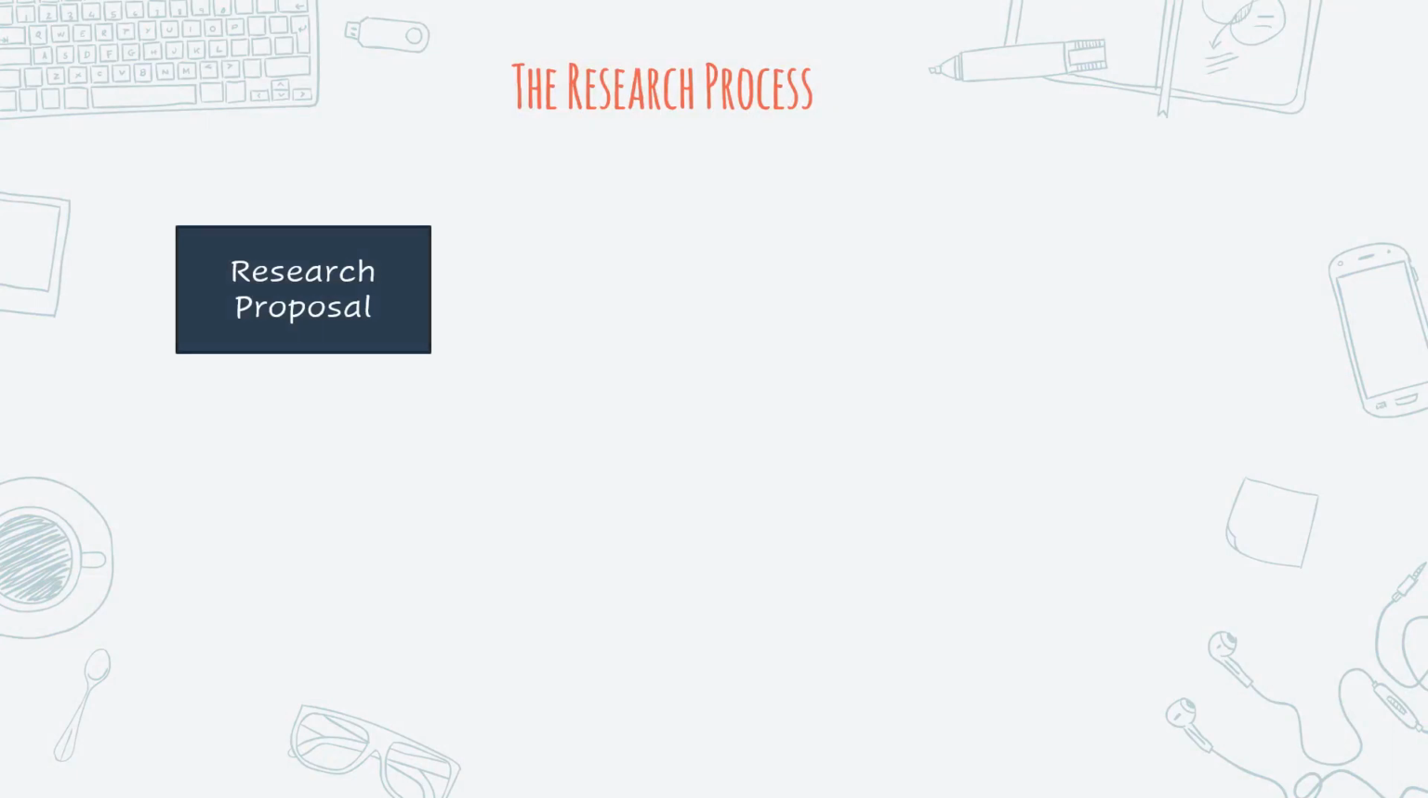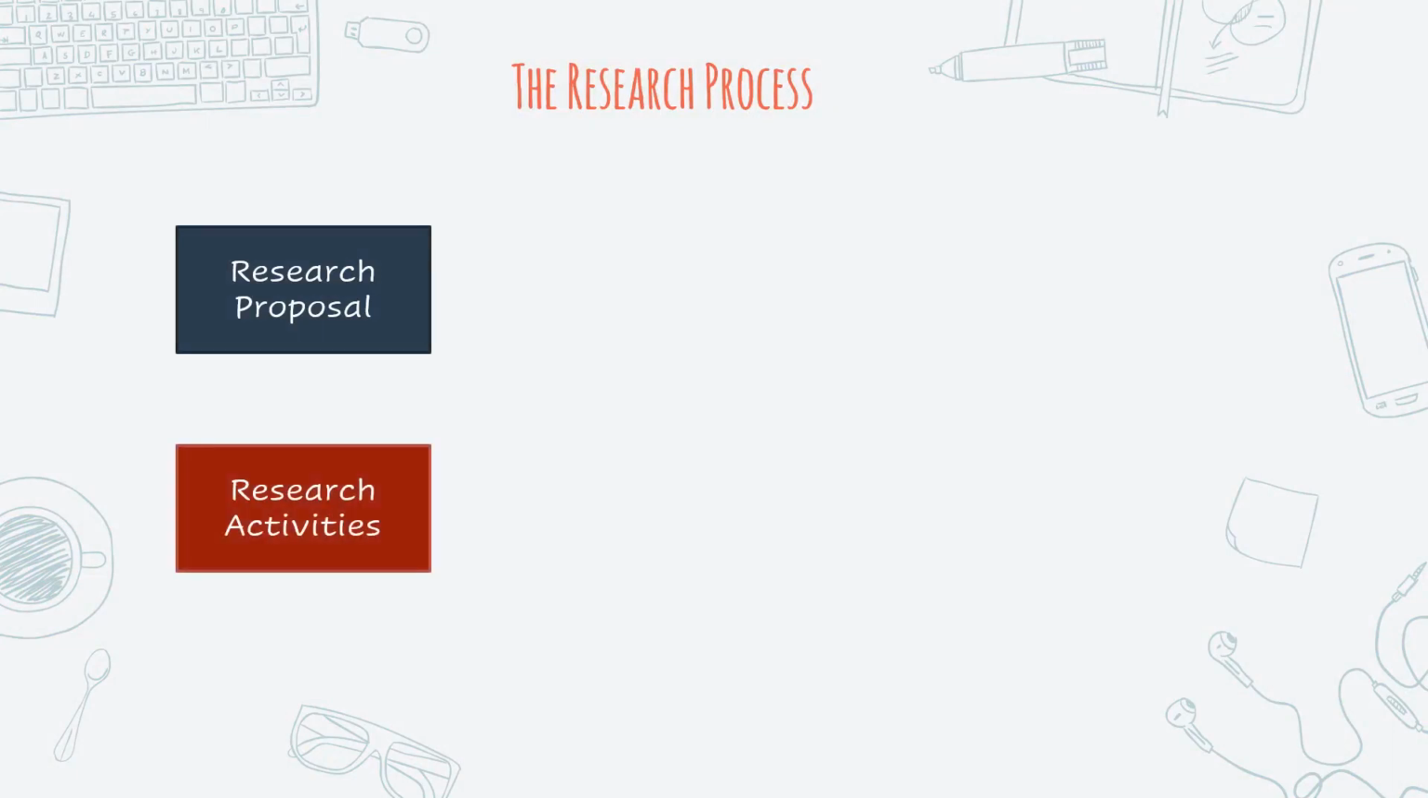Okay, next we have the research process. For the research process, we have 3 phases. The first phase is the research proposal. The second phase, we have research activities, and the last phase, which is the written content. So for the research proposal, this is the first phase of the entire research process. Most of the time, it requires the researchers to identify the actual research problem that he or she wants to address. It involves 3 steps.